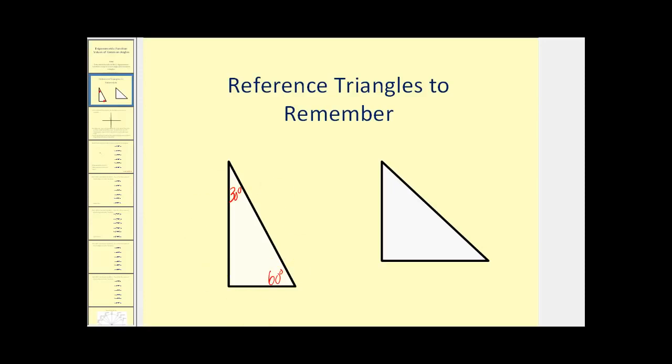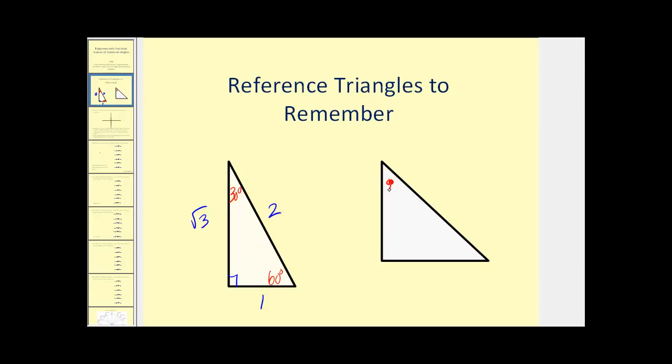relationship among the three sides would be 1 for the shortest leg, 2 for the hypotenuse, and square root of 3 for the other leg. And of course it could be any multiple of these, but this is the most common way to represent the relationship among the three sides of a 30, 60, 90 right triangle.